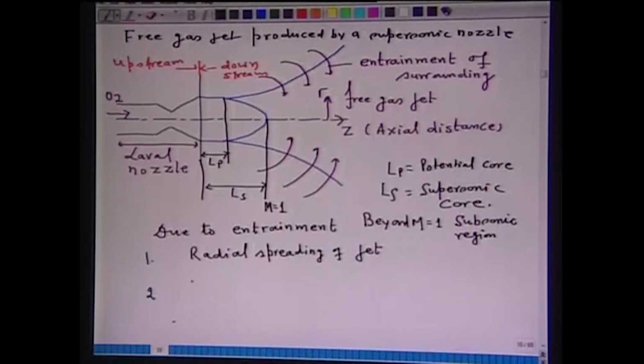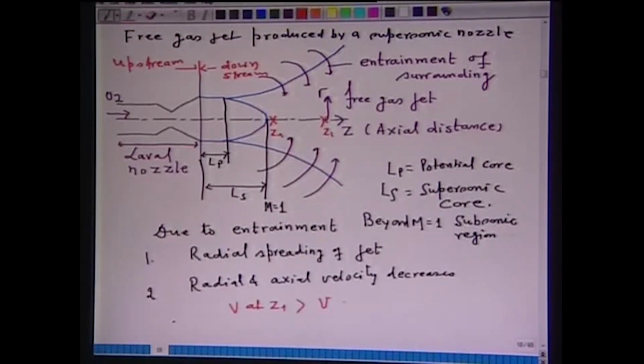Second point, this is what is happening. The radial and axial velocity decreases. That means, if I note here point Z1 and point Z2, then velocity at point Z1 downstream the nozzle is greater than velocity downstream the nozzle at Z2.